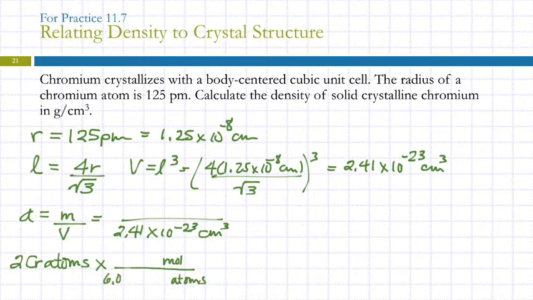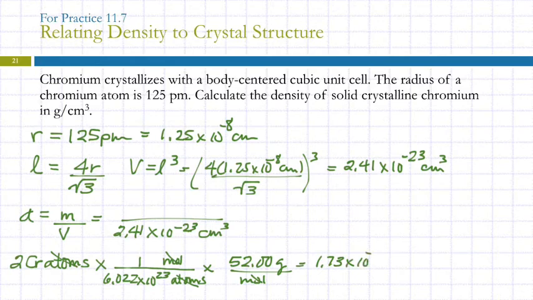There are Avogadro's number of atoms in a mole. And then I can use the molar mass, 52.00 grams per mole, to figure out the mass in grams of 2 atoms. It's going to be really small, but it's okay. So 2 divided by 6.022 times 10 to the 23rd times 52. So this is 1.73 times 10 to the minus 22 grams.